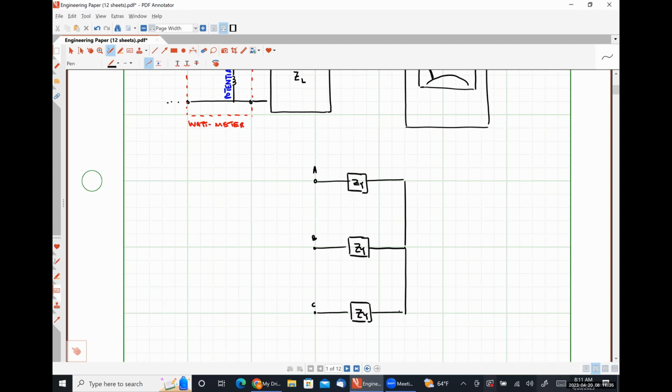So in this particular configuration, for our Y connected thing, we would need to figure out how to connect our wattmeter. So something like this is our sense coil here, or our current coil.